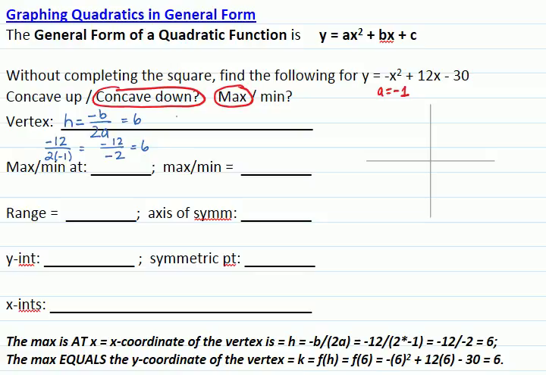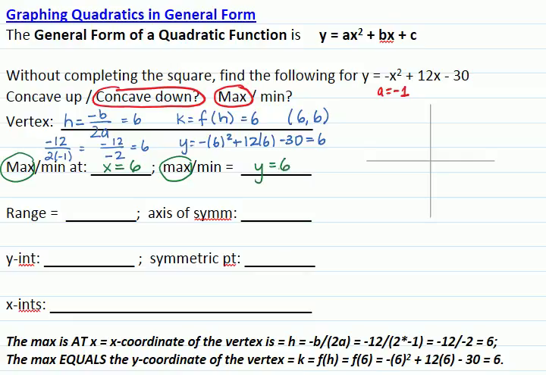And the y of the vertex is f of h, so I'm going to plug 6 into my equation to find the y. Negative 6 squared plus 12 times 6 minus 30, and that comes out to be 6 also. So the vertex is at (6, 6), which also indicates that the maximum is at x equal to 6 and the maximum is y equal to 6.